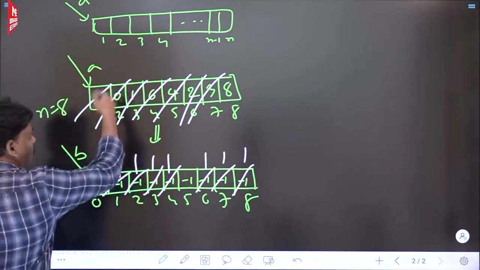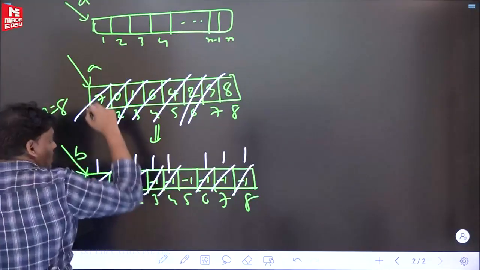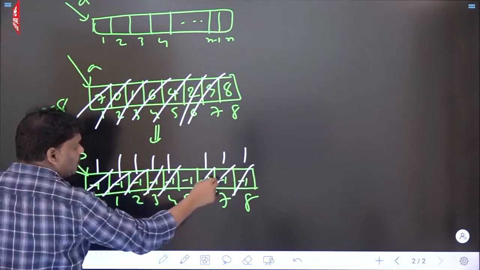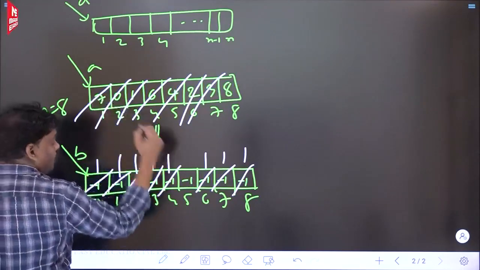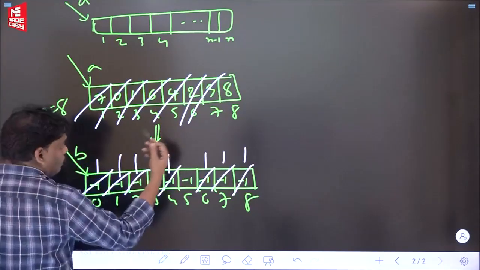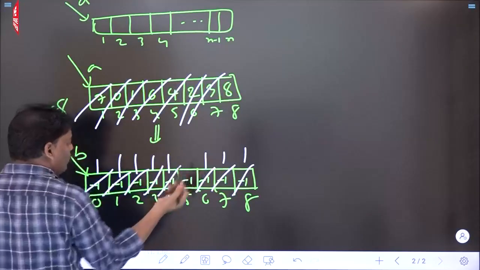I think I have done one scan here. Whenever I am scanning, whichever element came, that particular index I make as 1, an indication that it came one time. So one scan you have done, which is order of n time.